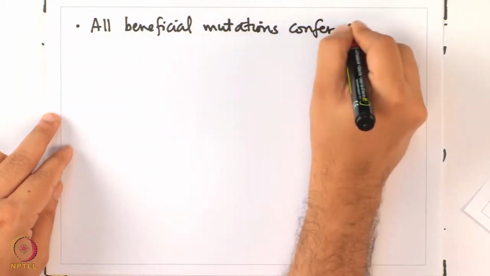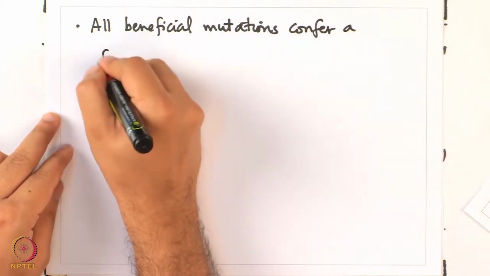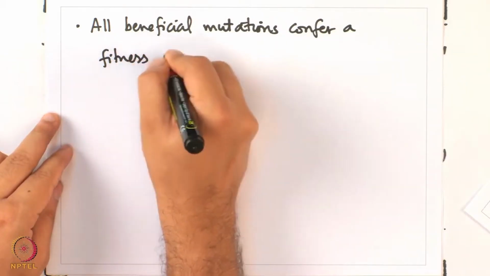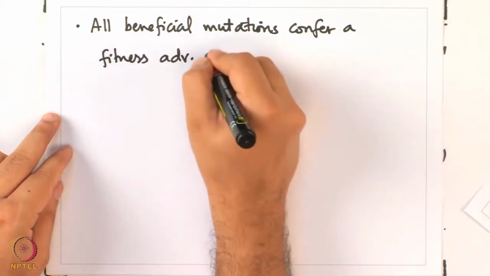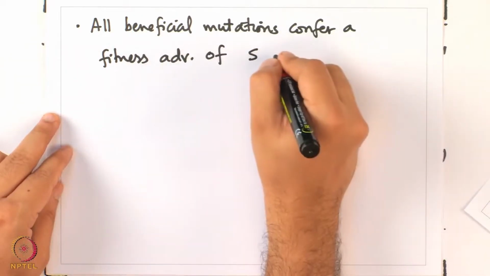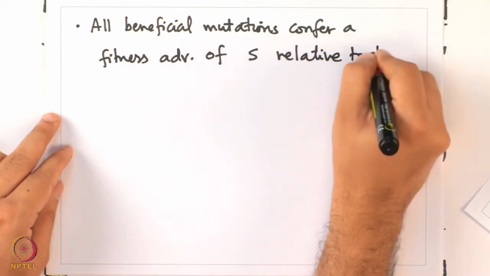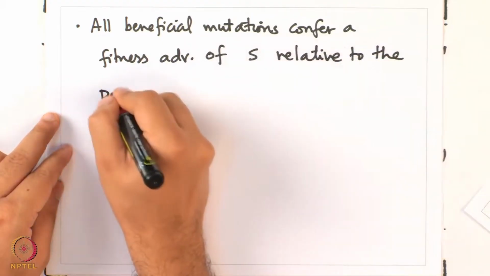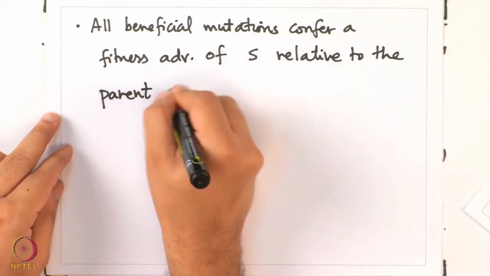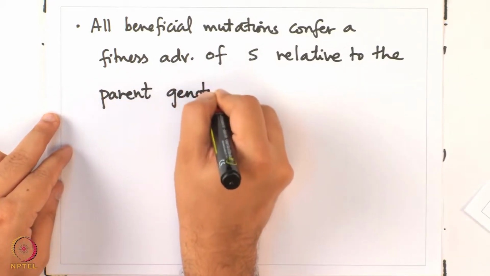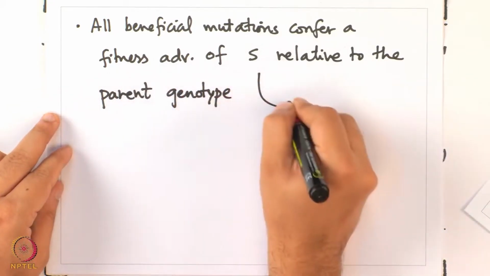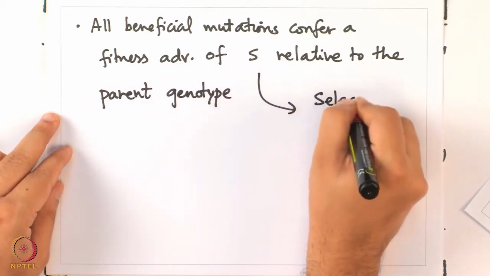confer a fitness advantage of S relative to the wild type or the parent genotype, and S, remember, is the selection coefficient.